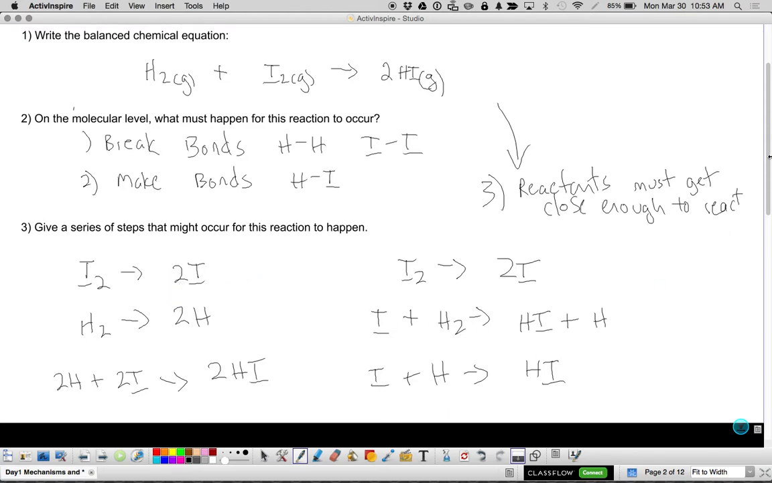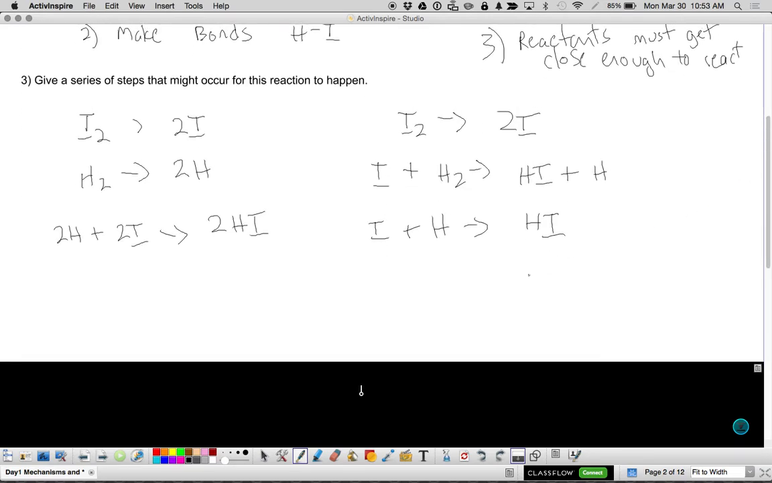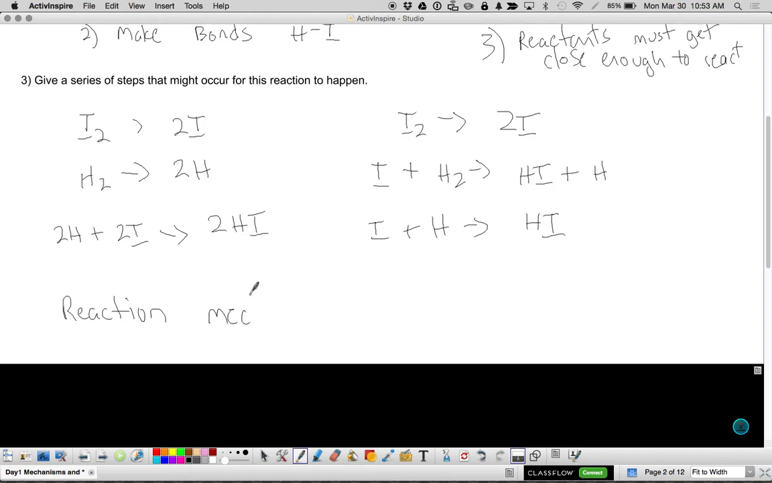These are both called reaction mechanisms. Okay, and reaction mechanisms are very difficult to prove or disprove because they happen so fast generally. There are clues that we can use to piece this all together, but for the most part, we're just making educated guesses about the best possible reaction mechanism. Okay, so a reaction mechanism is just a series of steps that might occur in an overall reaction.